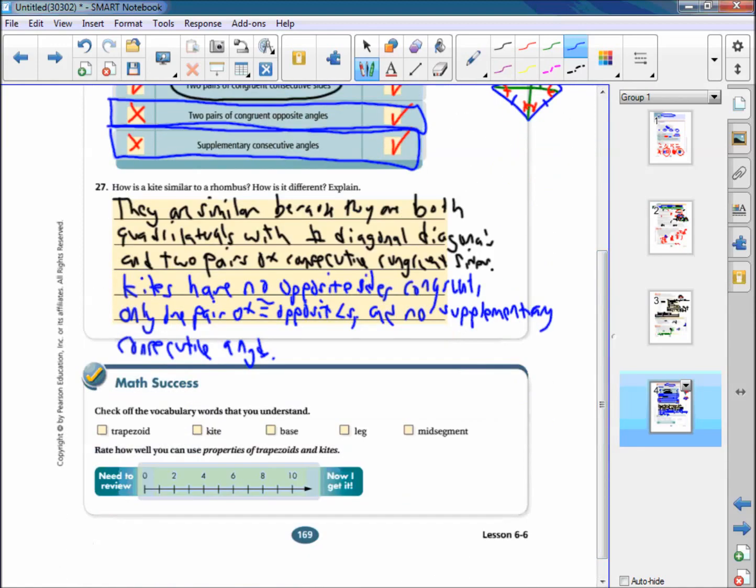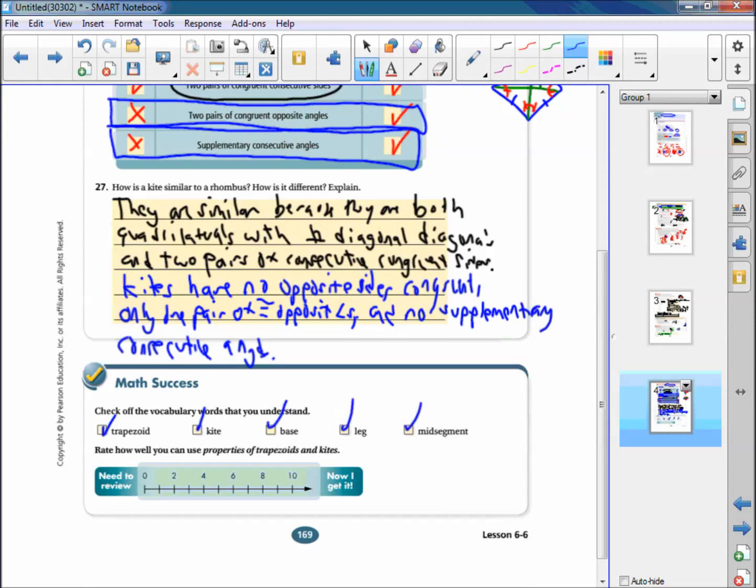Check off vocabulary words that you understand. So hopefully you've got a trapezoid now. Remember, that's one set of parallel lines only. Okay. Kite. Okay. A base. We have bases in our trapezoid. We have legs, and we have a mid-segment.